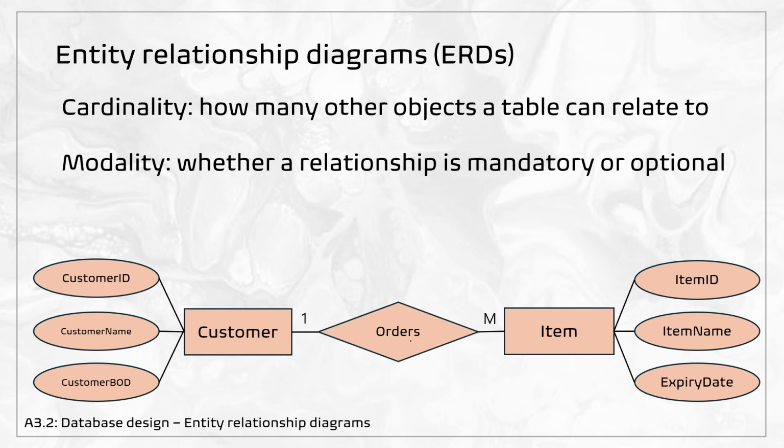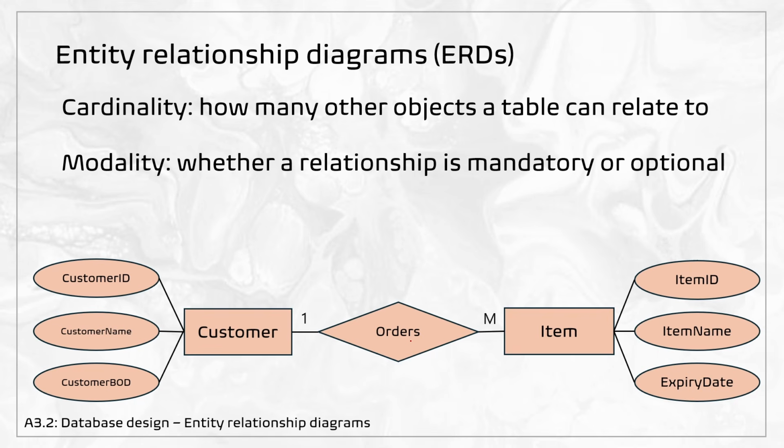Some tables' instances can link to multiple instances of another table. Cardinality defines how many of an instance can link to another. There are 3 types of cardinalities. First is one-to-one, meaning that one instance of, for example, an item can link with one instance of another table, for example, a warehouse location. This is because one item can only be stored in one location. There's also one-to-many. The orders relationship between customer and item here is one-to-many, as one customer can order many items.